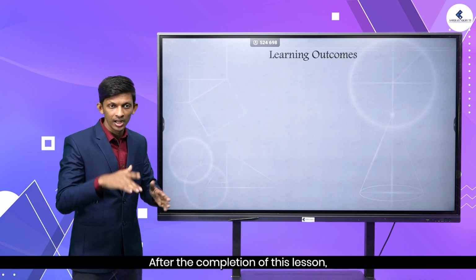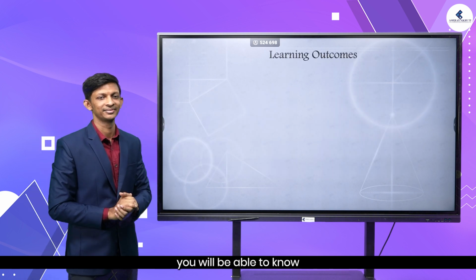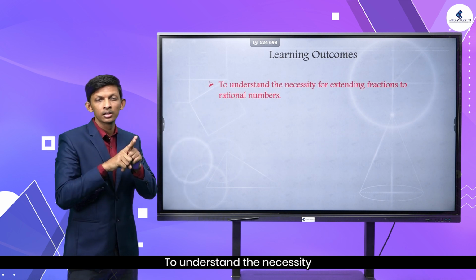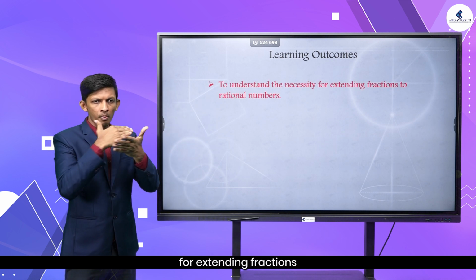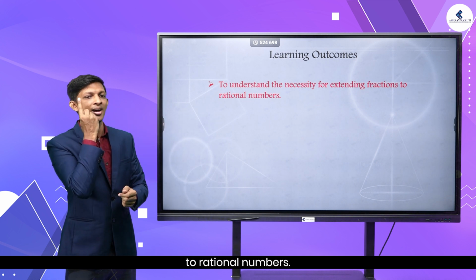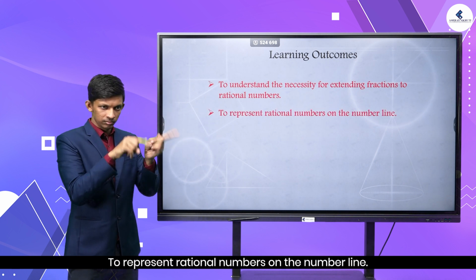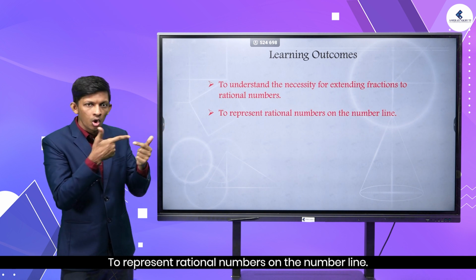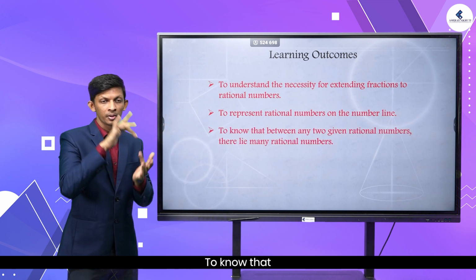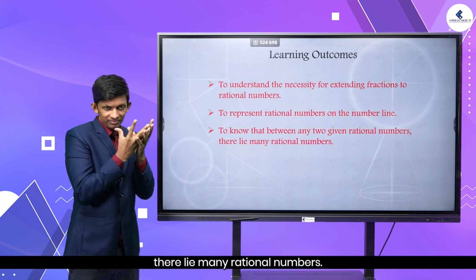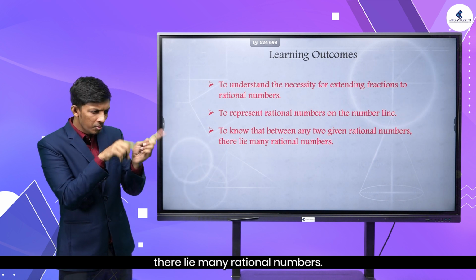After the completion of this lesson, you will be able to know the learning outcomes: to understand the necessity for extending fractions to rational numbers, to represent rational numbers on the number line, and to know that between any two given rational numbers, there lie many rational numbers.